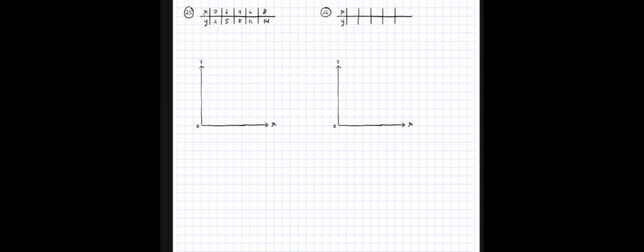For 26, we have 6, 12, 18, 24, 30. And then we have 3, 7, 11, 15, 19.